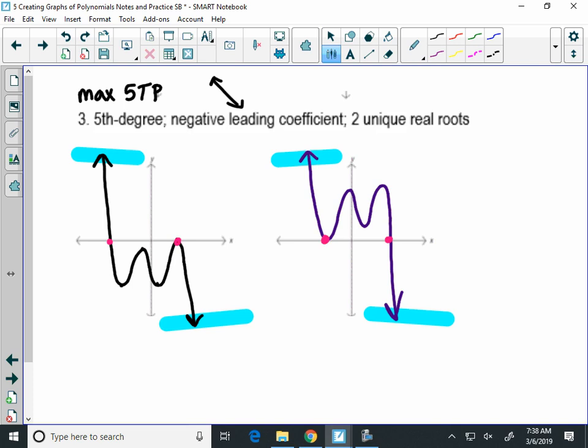Now, there are obviously other possibilities here. You could come down, cut through, come up and touch, squiggle, squiggle down below. So that still has 4 turns and 2 x-intercepts. We're just having our root touch in a different spot. So any variation that would look something like that.